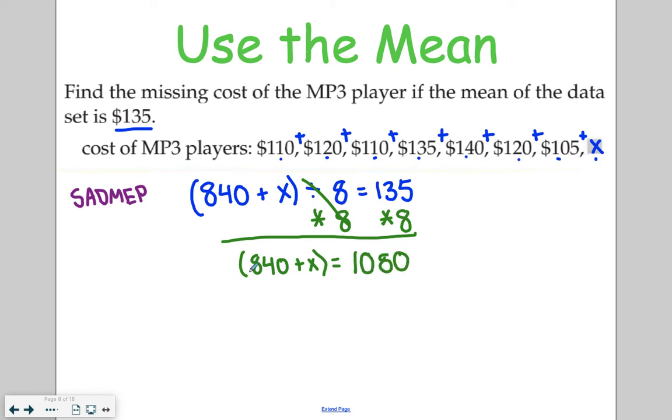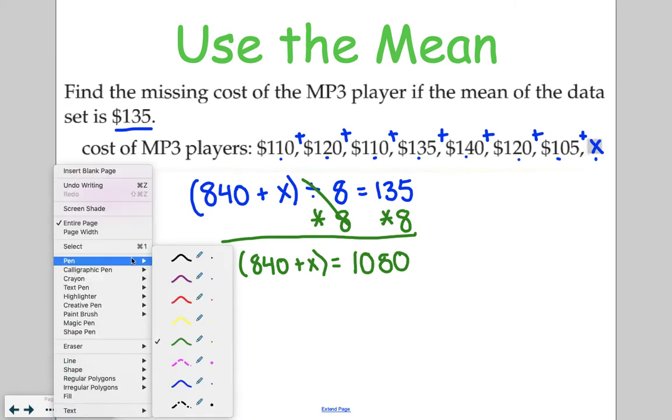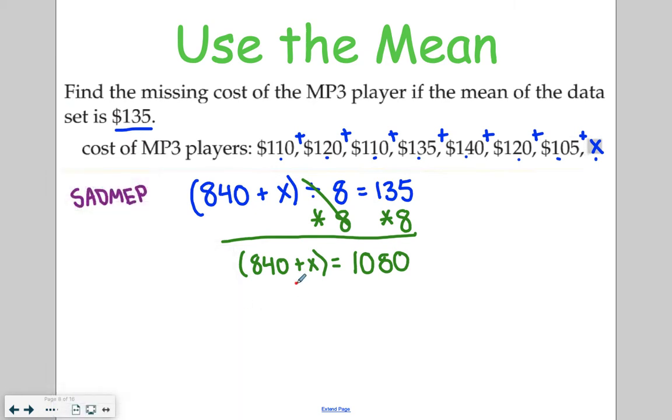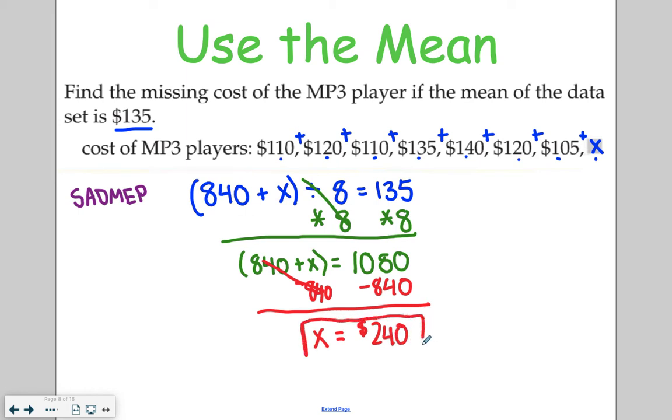1,080. Then I can solve inside the parentheses, so the opposite of adding is going to be subtracting. So I'm going to subtract 840 from both sides, because that cancels out now. And that's going to give me a final answer of x is equal to $240. So that missing price that we're looking for is $240.